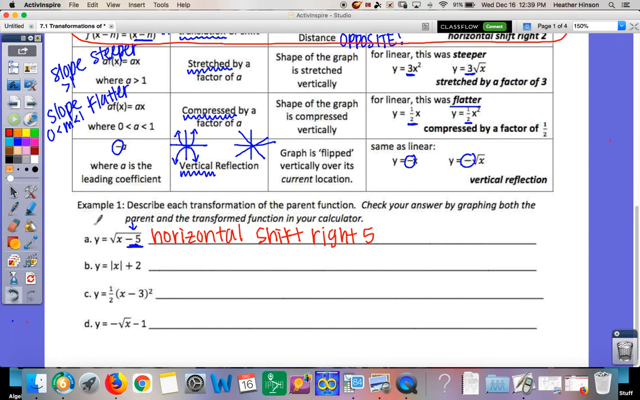Okay, let's try B. So we got absolute value of x plus 2. Plus 2 is on the outside. So which transformation was on the outside?